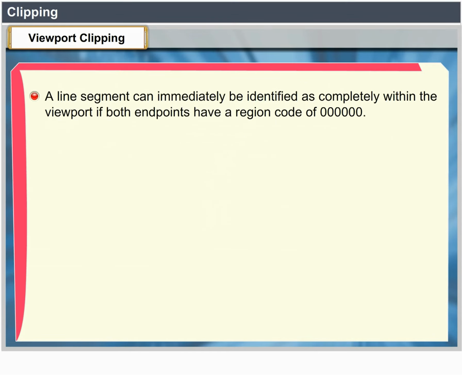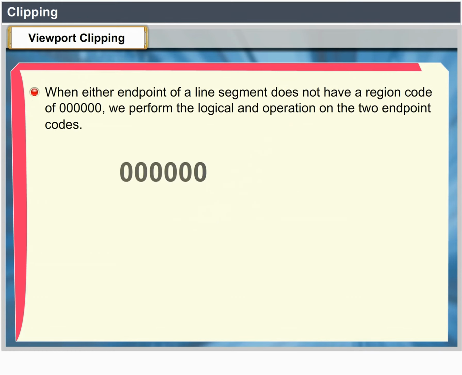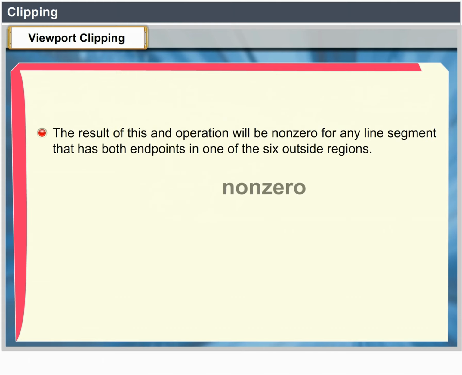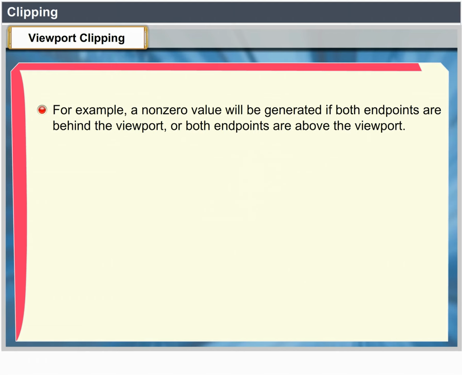A line segment can immediately be identified as completely within the viewport if both endpoints have a region code of 000000. If either endpoint of a line segment does not have a region code of 000000, we perform the logical AND operation on the two endpoint codes. The result of this AND operation will be non-zero for any line segment that has both endpoints in one of the 6 outside regions. For example, a non-zero value will be generated if both the endpoints are behind the viewport or both endpoints are above the viewport.